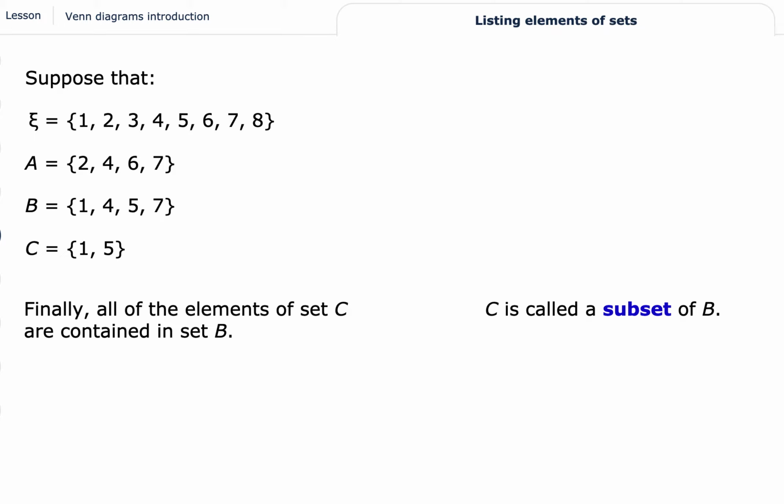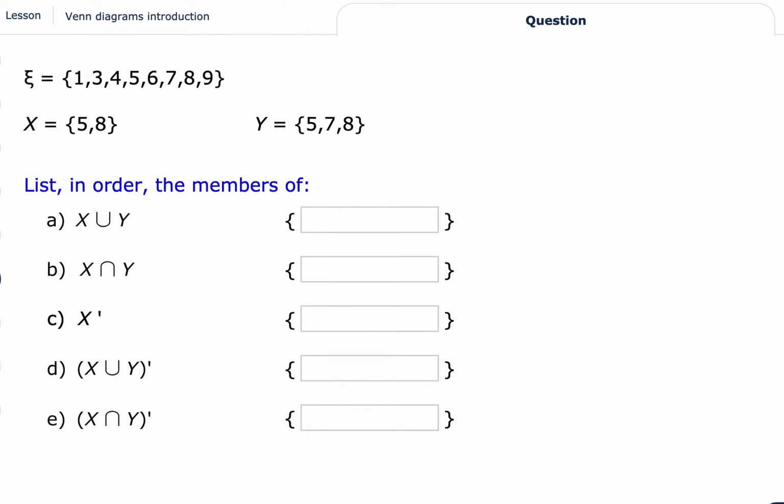Finally, all of the elements in set C are contained in set B. So if you see here, 1 and 5 in B overlap, and all of C is in B. C is called a subset of B, right? C is kind of inside of B. When we draw the Venn diagram, it might be more obvious. We write C, all right, this is the subset symbol. Okay, all right, so let's work on this.